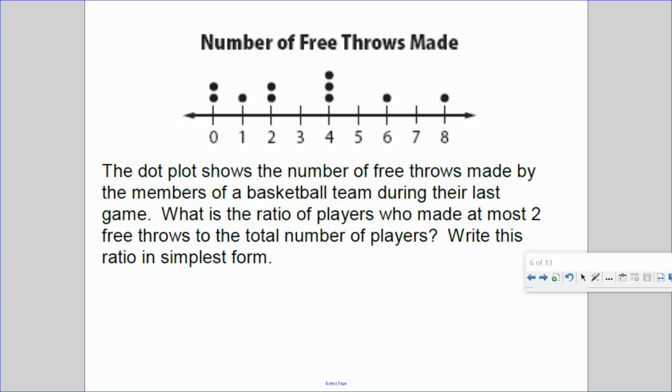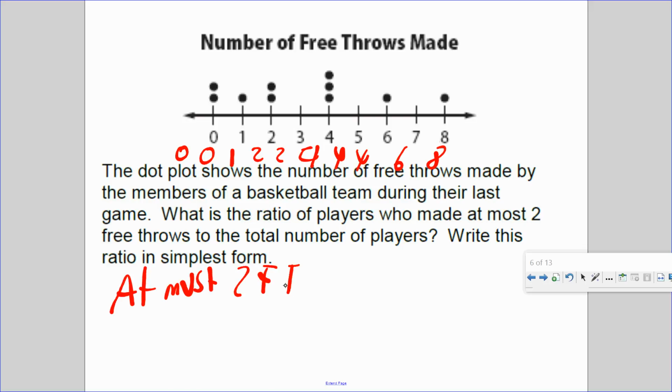So let's interpret this first. These are the number of free throws made. This person made 0 free throws. This person made 0 free throws. This person made 1, 2, 2, 4, 4, 4, 6, 8. The dot plot showed the number of free throws made by the members of a basketball team during their last game. What is the ratio of players who made at most 2 free throws to the total number of players? So it's at most 2 free throws to the total.